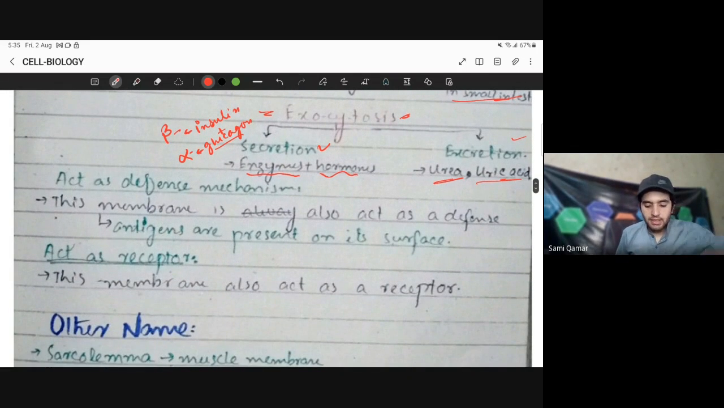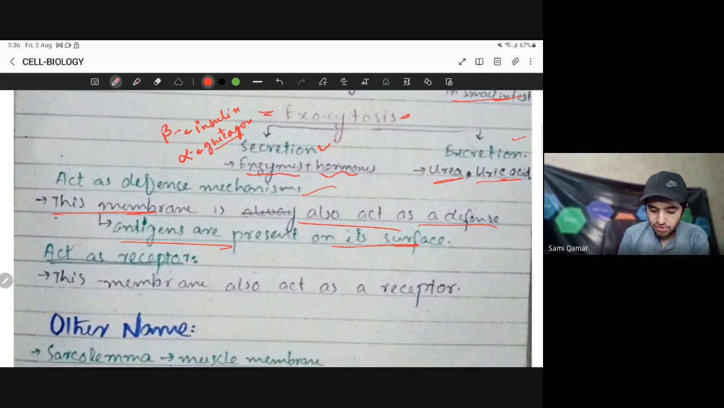Now, understand this thing. The cell membrane acts as a defense mechanism. I told you macrophages represent antigens on their body. When they engulf bacteria, they represent some part on their body, so that in future, if we get any sort of infection, it can be recognized, and the body can produce instant antibodies against it. So this membrane also acts as defense.